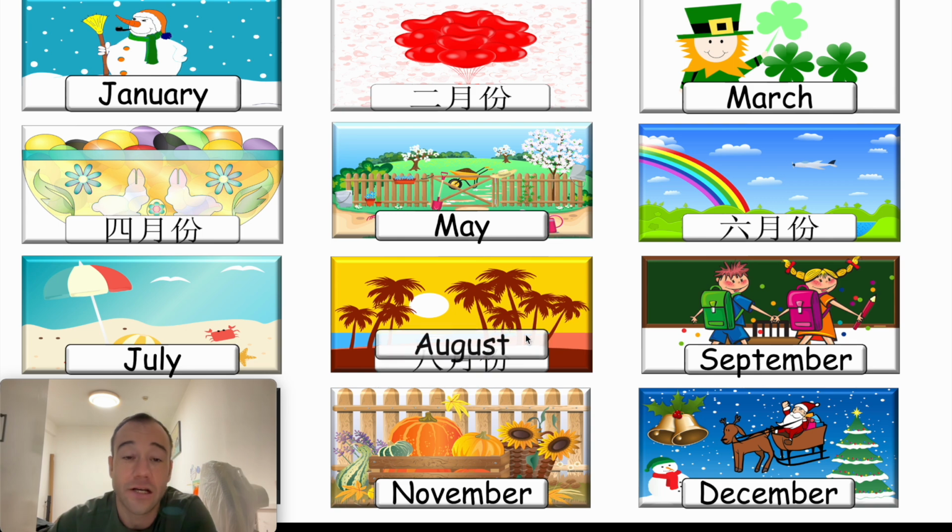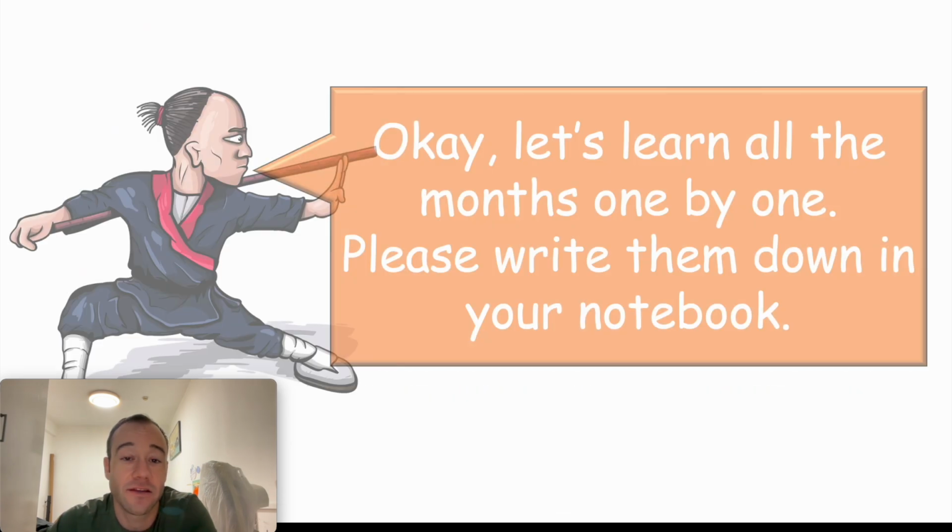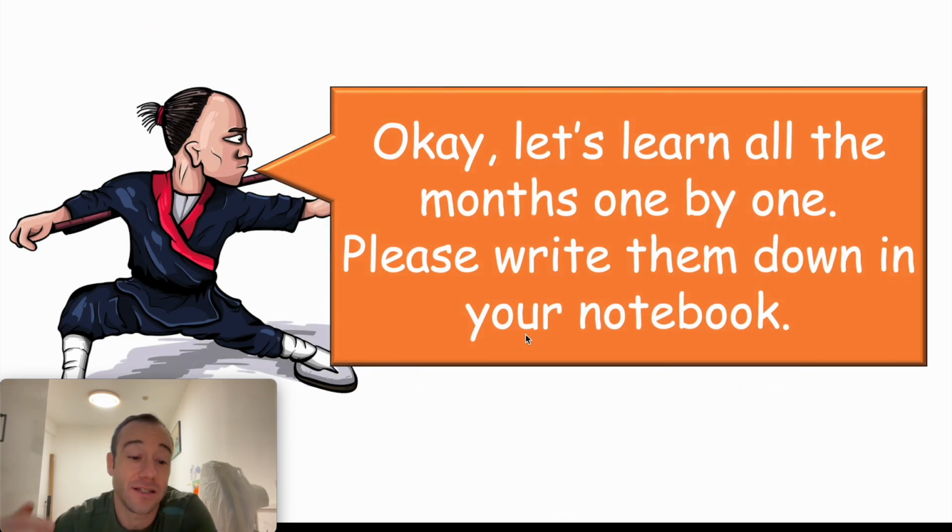All right, let's go to the next slide, and this is where we're going to begin to teach all of them. Now, in Chinese, the months are really easy. You just say the first month, the second month, the third month. It's really, really simple, like month 1, month 2, month 3. But in English, they're a lot harder.